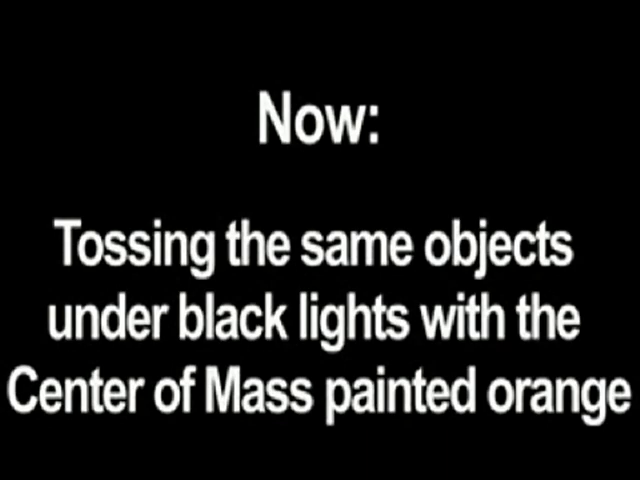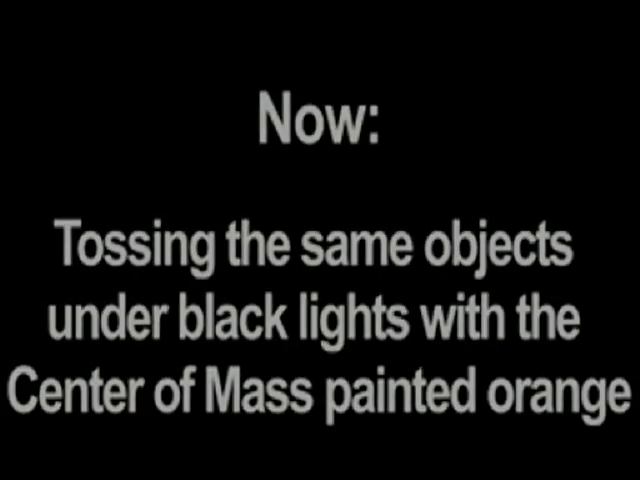Now look at the difference when the same objects have their center of mass highlighted with an orange marker and are viewed under a black light. Despite the fact that we know the object itself looks wobbly as it is spun through the air, the center of mass, being the point on the object where all net rotational forces are zero, travels through the air with a gently curved trajectory.